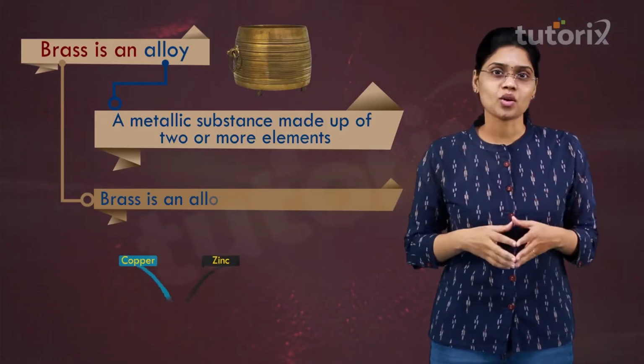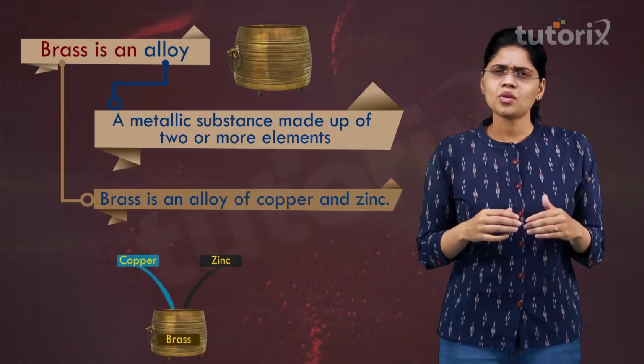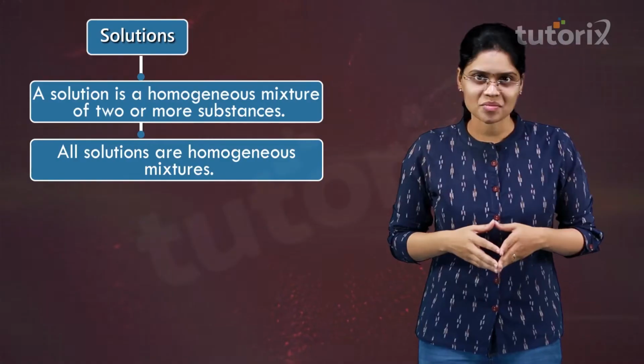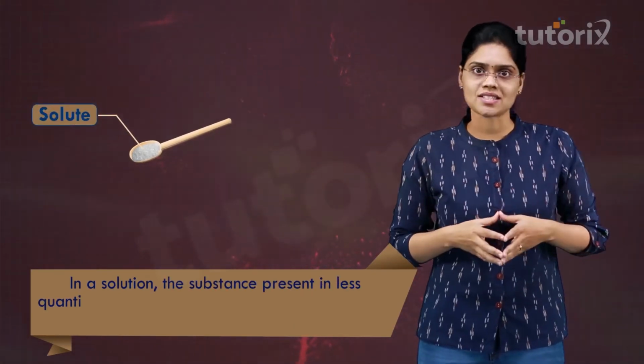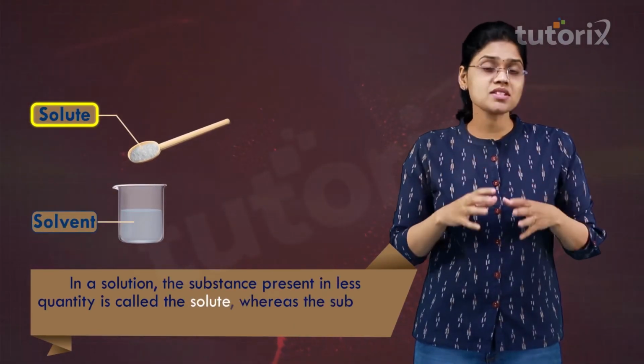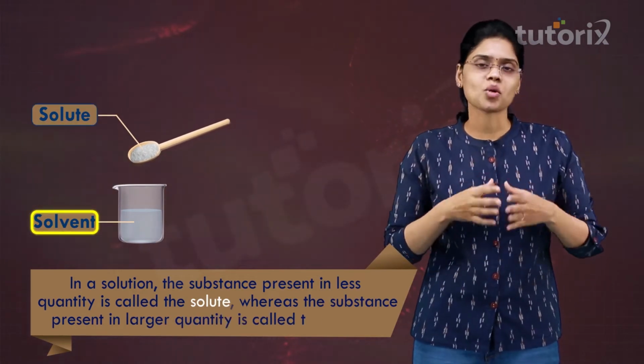Is actually an alloy of copper and zinc. Now, did you know that brass was extensively used in medieval Europe? Yes. Now, in a solution, the substance present in less quantity is called the solute, whereas the substance present in larger quantity is called the solvent.